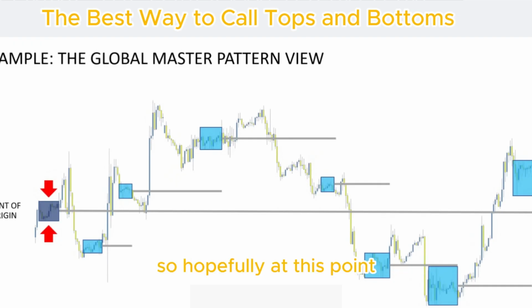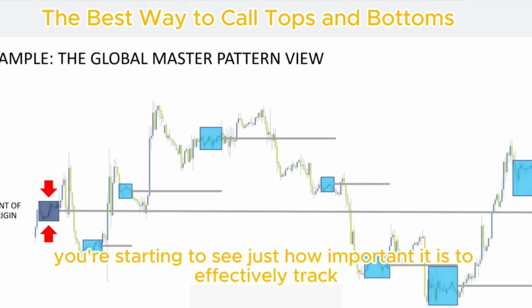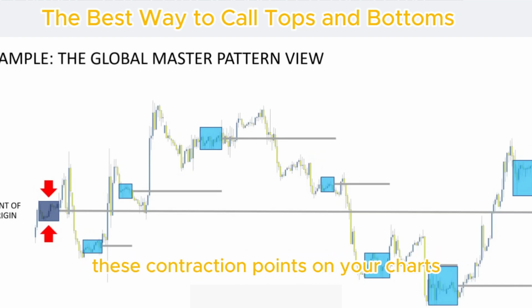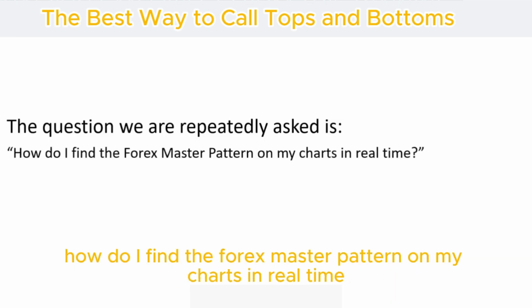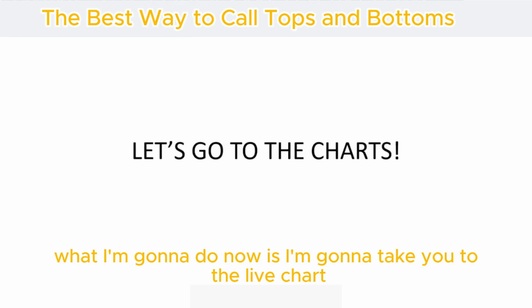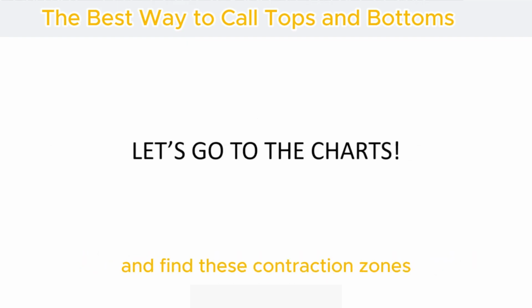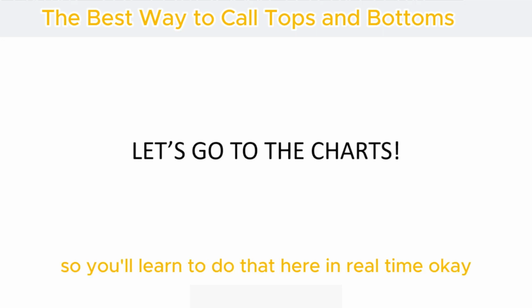So hopefully at this point you're starting to see just how important it is to effectively track these contraction points on your charts. So back to the question that we're repeatedly asked through email and on YouTube: how do I find the Forex Master pattern on my charts in real time? What I'm going to do now is take you to the live chart, and we're going to do some live analysis, find these contraction zones and start mapping the market. So you'll learn to do that here in real time.